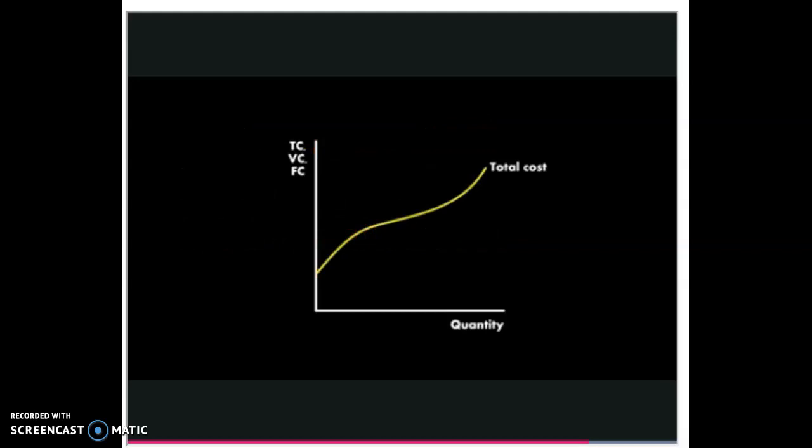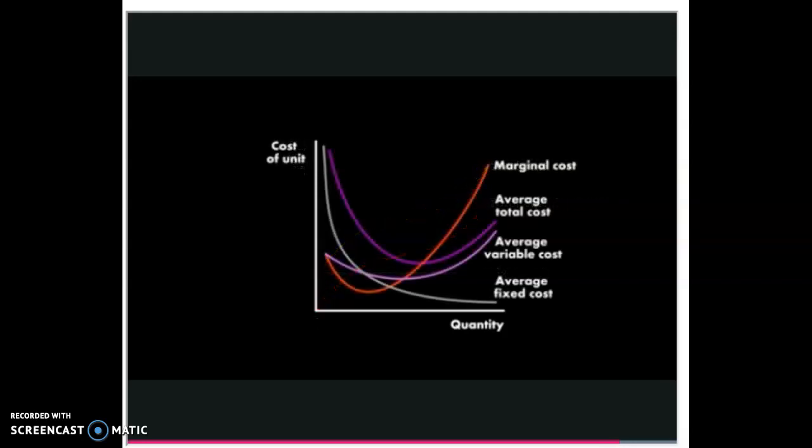The total cost is the sum of the total fixed cost and the total variable cost. When the quantity is zero, there is no variable cost, so the total cost is equal to the total fixed cost. At every quantity, the total cost curve is above the total variable cost curve by the amount of the total fixed cost. There are many special cases for cost curves, but if you understand the meaning of the various types of cost, you can handle those special cases.